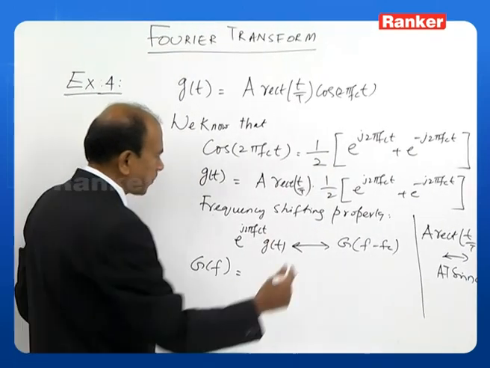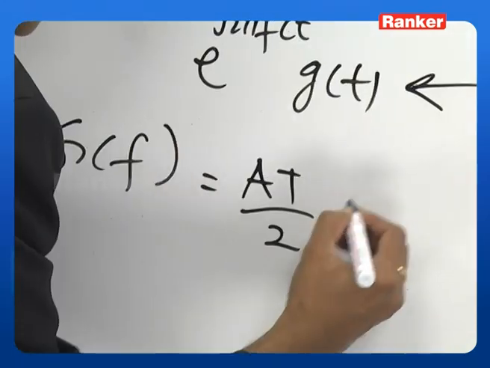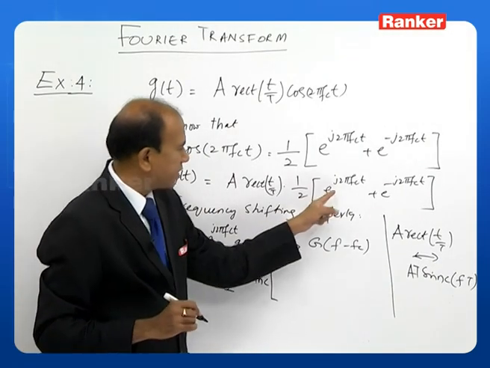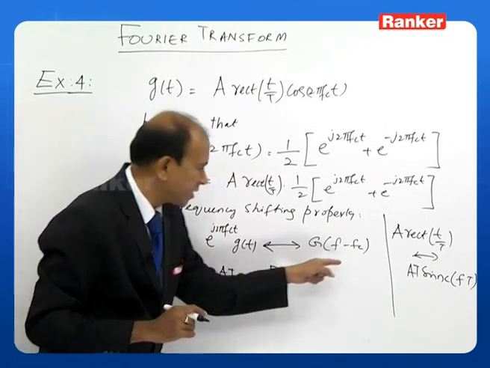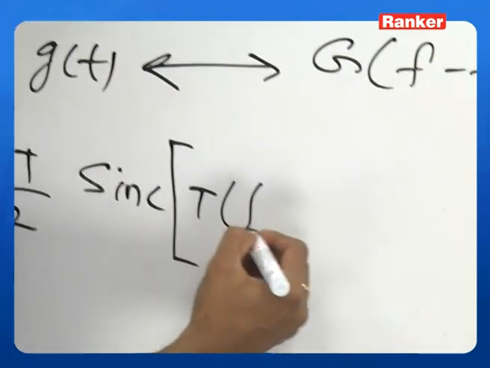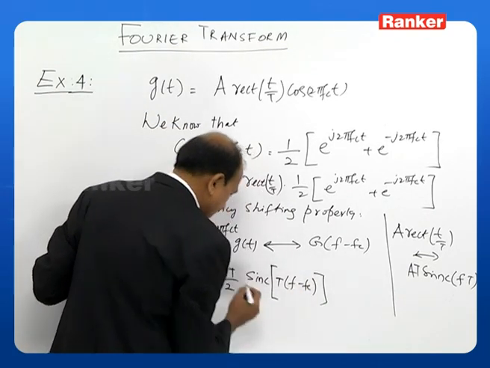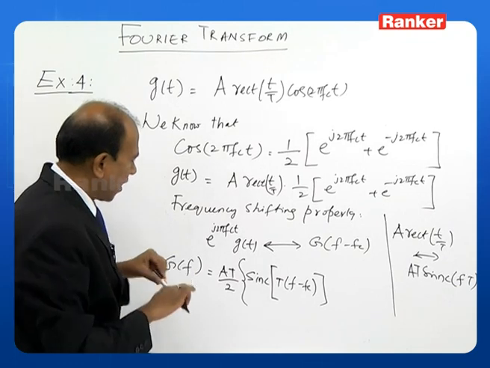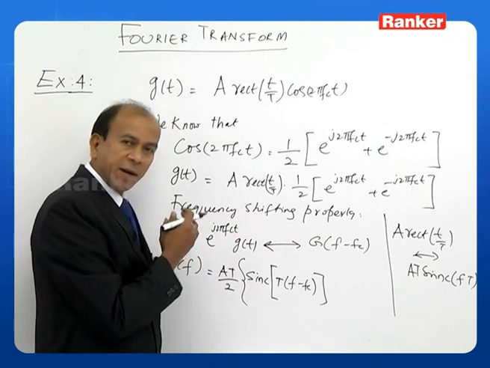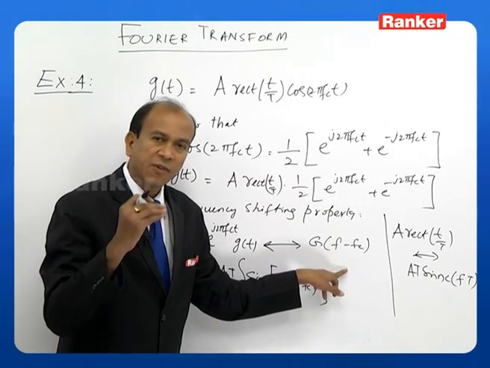So, let us write down here, because a 1 by 2 is common here. So, I can write this as A T by 2, sinc of, the first function is getting multiplied by e to the power of j 2 pi f c t, that is, it must be G of f minus f c. So, it will be sinc of T into f minus f c. Why is this f minus f c? Because the first factor is getting multiplied by e to the power of j 2 pi f c t, so it will be shifted by a frequency f equal to f c.